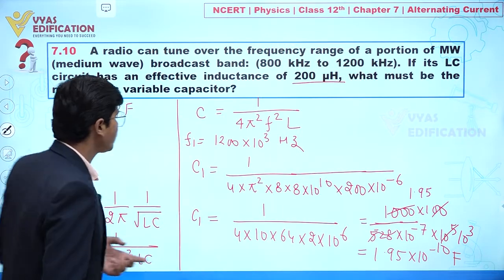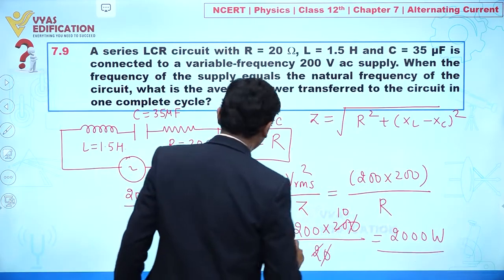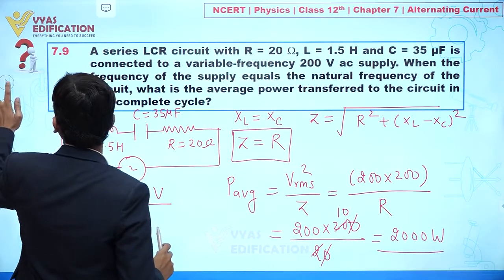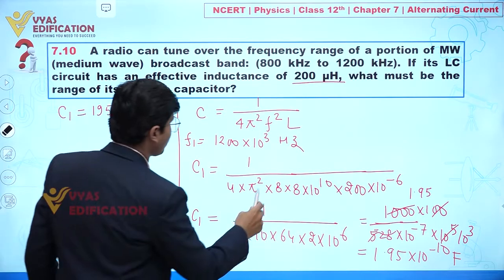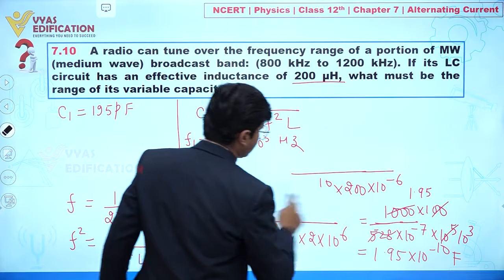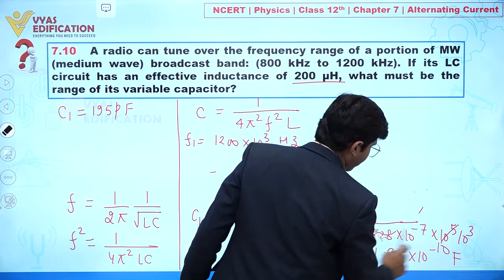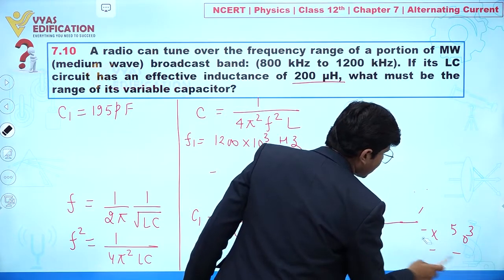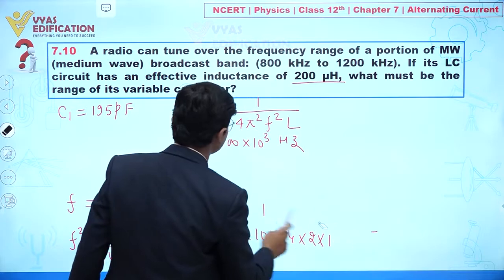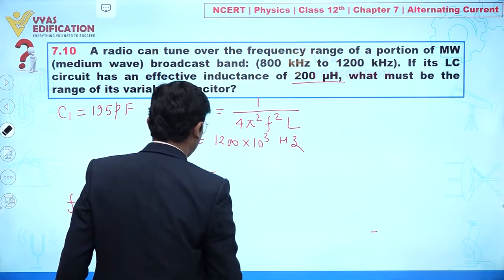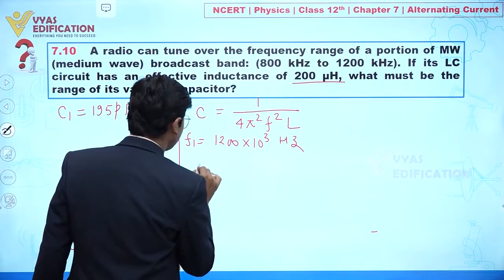Yes or no? Better if we do the calculation again, just a minute. Yes, we can do this calculation again. So I think the concept is definitely clear to you. What is the concept here? The concept is very simple. Here we will apply this formula and we will get our value. Clear? So now we can say the value of C2.